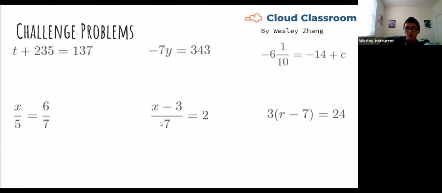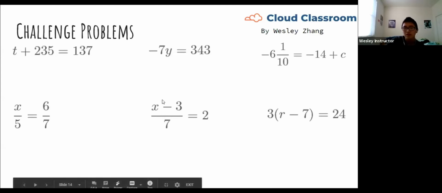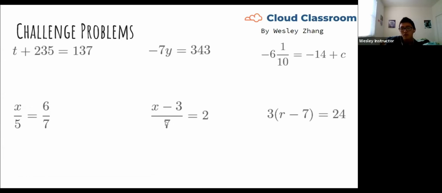All right, x minus 3 over 7 equals 2. We need to do 2 steps here to get the x by itself. Remember, division comes first, before addition and subtraction. So we multiply each side by 7 to get rid of the over 7, and we get x minus 3 equals 14. After that, we add 3 to each side to get the x by itself, and we get x equals 17. This works because 17 minus 3 is 14, and 14 divided by 7 equals 2.